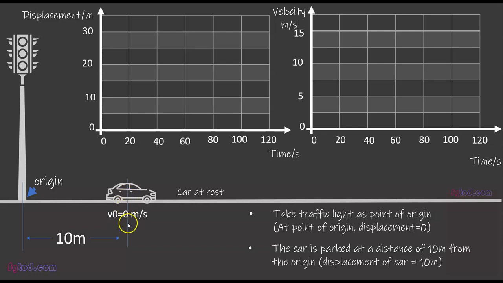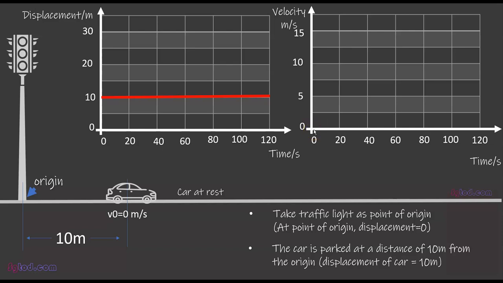If the car remains at rest, say, over 2 minutes, which is 120 seconds, and if we plot on the displacement time graph, for each second, its displacement remains at 10 meters from the origin. So it will be a horizontal straight line throughout the entire 120 seconds.